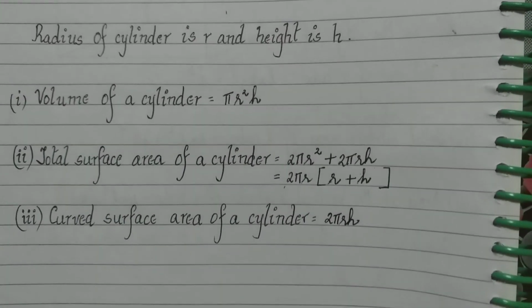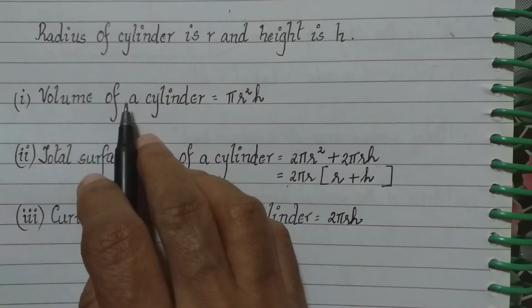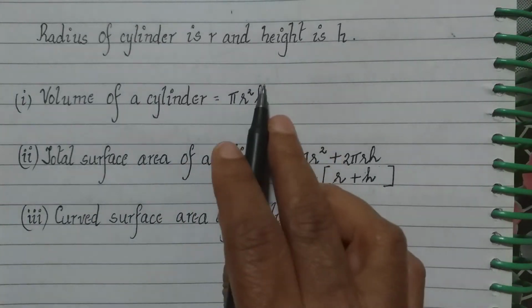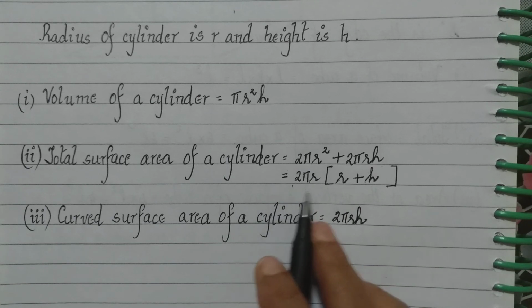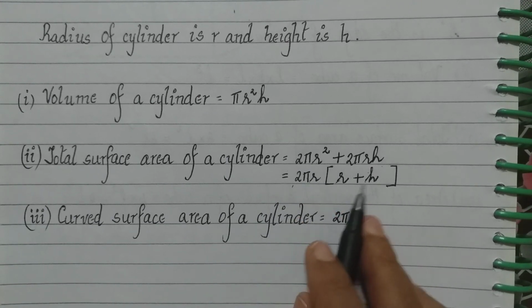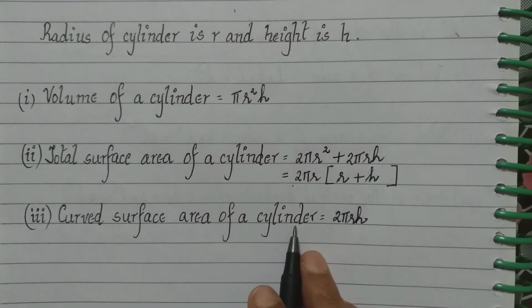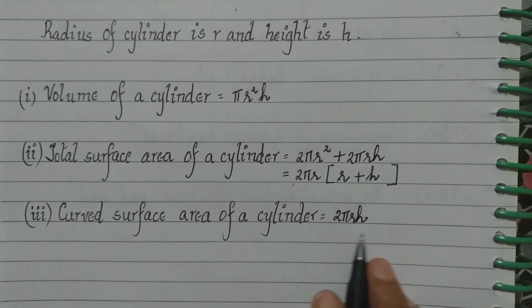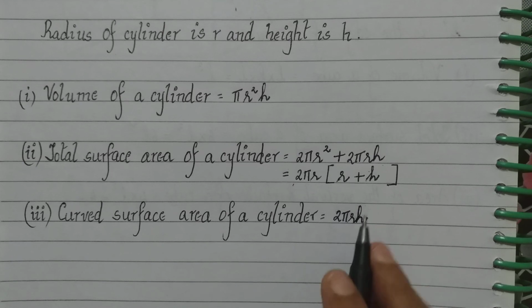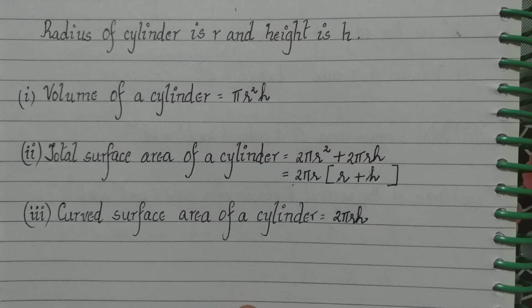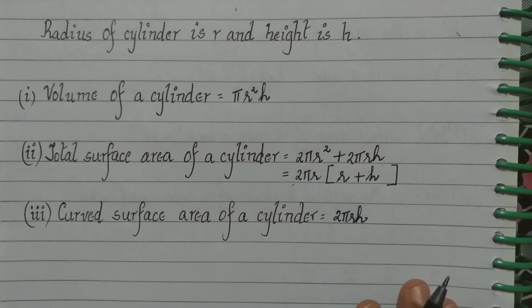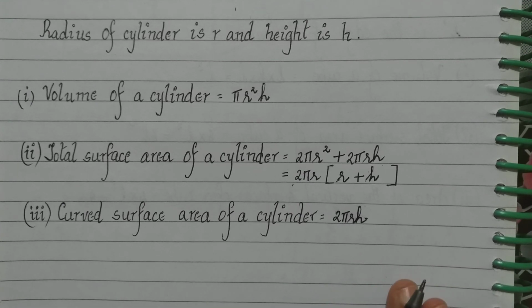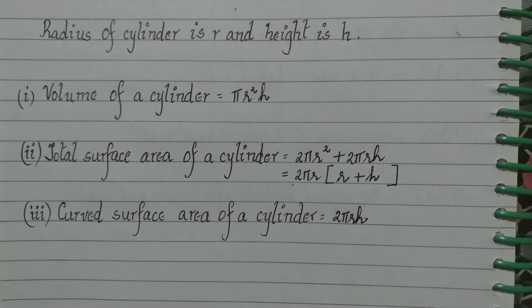So let us see all the formulae now for a cylinder. The volume of the cylinder is given by pi r square h. The total surface area of the cylinder is 2 pi r into the bracket r plus h. And the curved surface area of a cylinder is 2 pi r h. Okay, so now knowing all the formulae for the cuboid, a cube and a cylinder, we can now proceed to practice set 9.1.